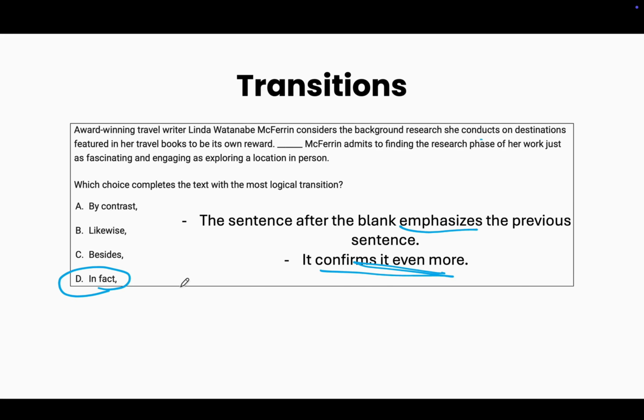So transition questions aren't just about guessing cause and effect, contrast, and continuation. They're about understanding the context of the text and knowing the meanings of each word and when they are used. Because if you don't, then how will you know which choice to pick?